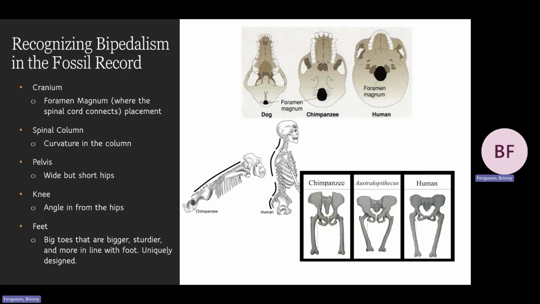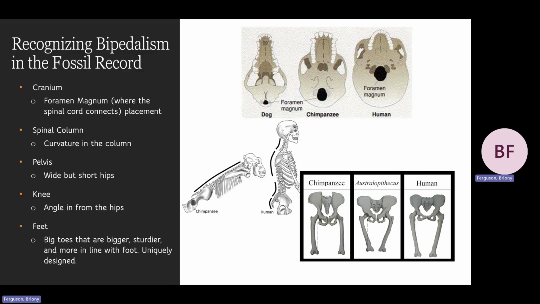We also see changes in the spinal column, so the curvature of the spine. Here you can see the chimp has a fairly straight spine. I mean, it's angled, but it's straight. Humans have sort of an S-shaped spine, and this is actually to help lower the impact that our spine takes from walking upright, as well as helping with our center of gravity and things like that.